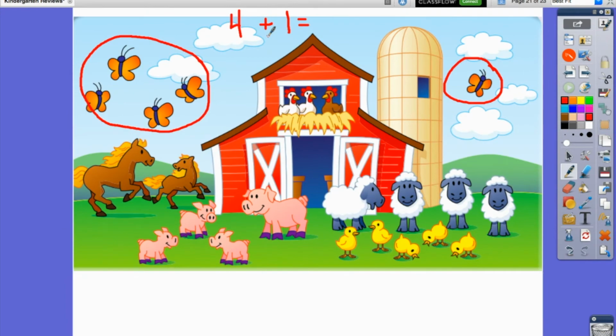What is 4 plus 1? 4 and 1 more equals 5. Let's count. 1, 2, 3, 4. And then we have number 5 over there. So all those groups of animals, we can put them together and we call that addition.